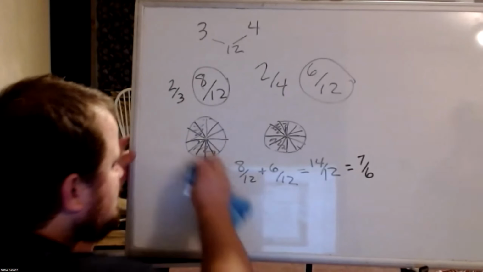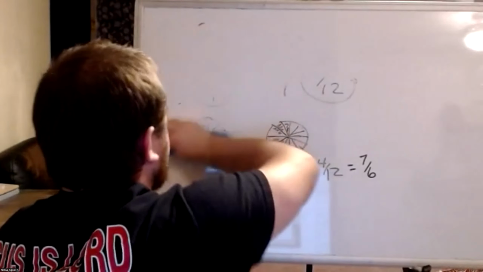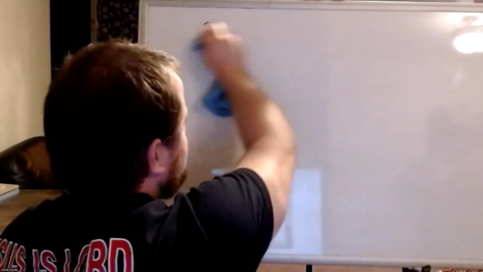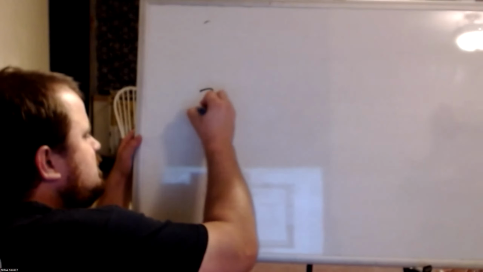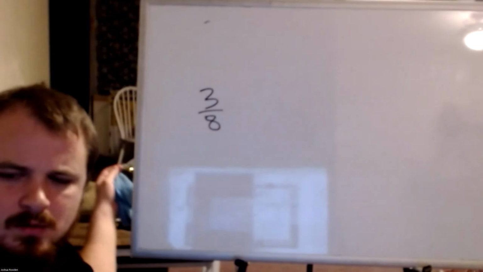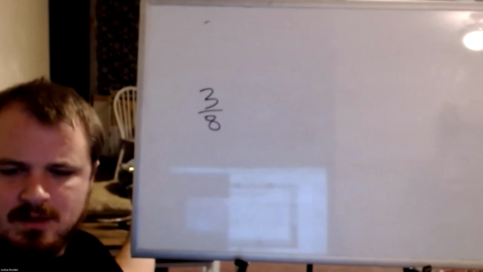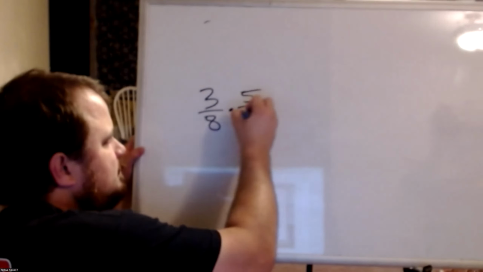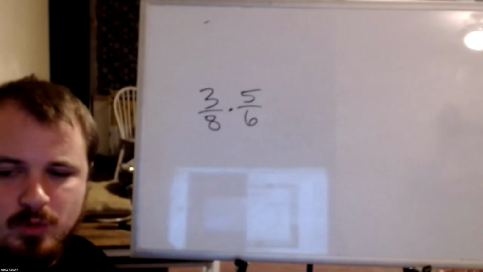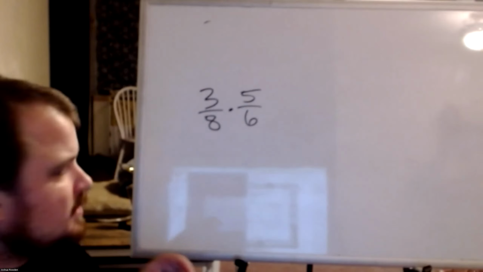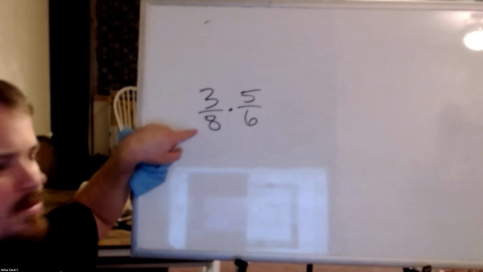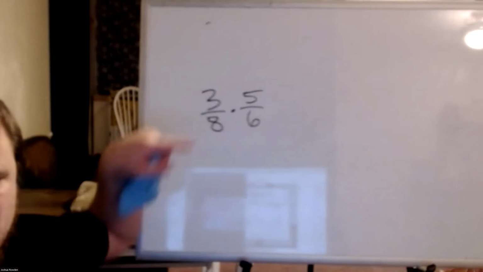So let's get rid of all this. Let me show you an easy way to do this problem. We had 3 over 8 times 5 over 6. Remember, you can simplify before you do the multiplying. So you have 3 over 8. Can you reduce either of those? 3 over 8? No, 3 doesn't go into 8 at all. You have 5 over 6. Can that get reduced? No.